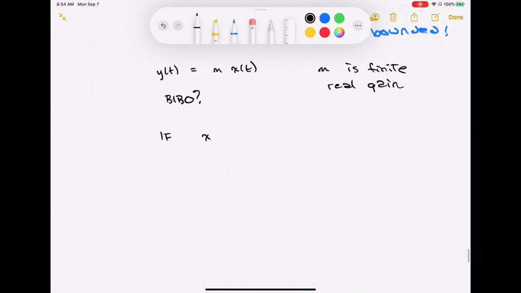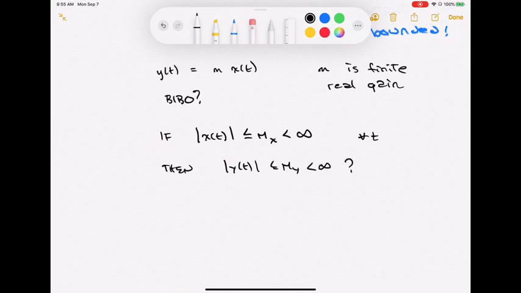If the input x(t) is bounded, what does that mean? It means the magnitude of x(t) is always bounded by some upper limit in size. It's always smaller than some finite number M_x, okay? So if the amplitude of x is finite, and that's true for all t, that there's some greatest and finite upper bound to its size, then we are looking for, is the output y(t) also finite? Bounded input, so the first part is the if, does the bounded input generate a guarantee of a bounded output?